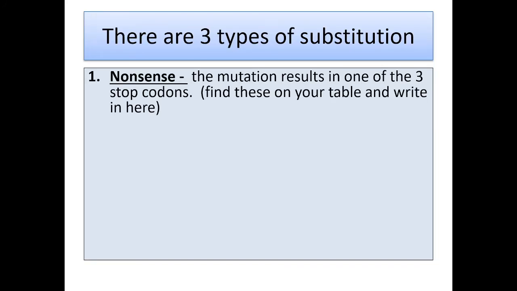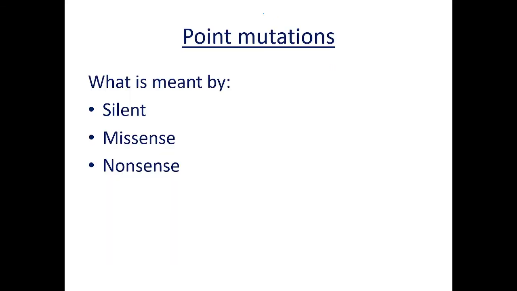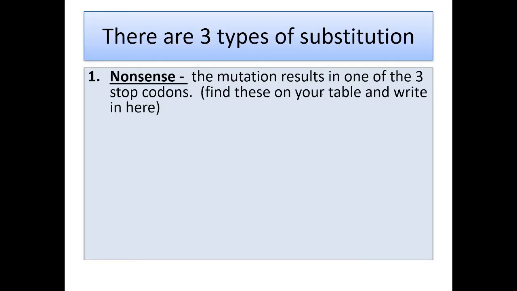Right, starting with nonsense. A nonsense mutation is just quite funny, really. Don't worry where it says find these on your table. A nonsense mutation is where it's a substitution. These are all, by the way, point mutations. These are all substitutions. Where you've swapped out one of the bases in the stop codon.